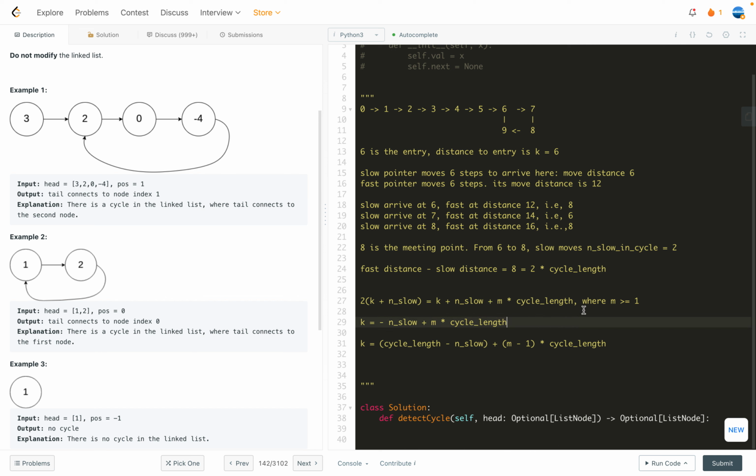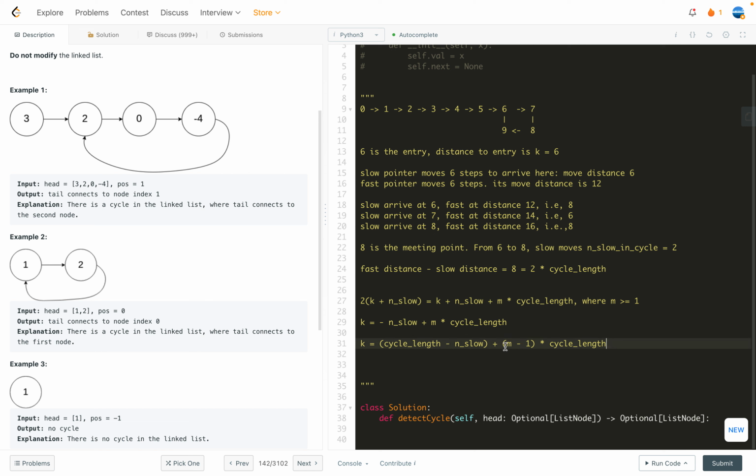Notice that m is greater than or equal to 1, so we can always write it like this: k equals the cycle length. We pick 1 cycle length from the m, then use it minus the n_slow, because this distance and this distance is the n step. So if we use n_cycle minus n_slow, this means this part, right? In this specific example it is also 2. So this is the cycle length minus n_slow plus (m minus 1) times n_cycle length.